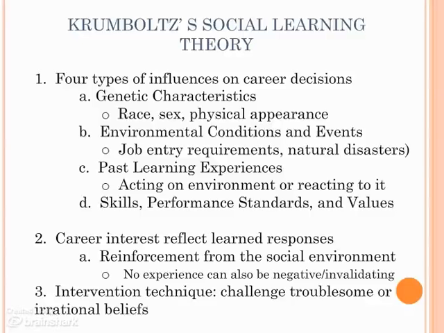Next, we will be discussing Krumboltz's social learning theory. Based on this theory, there are 4 types of influences on career decisions. One being genetic characteristics, so things like race and sex and physical appearance will all have an influence in your career choice. This theory also argues that environmental conditions and even special events might have an influence on your occupational choice. So things like job entry requirements or even natural disasters could affect that decision.